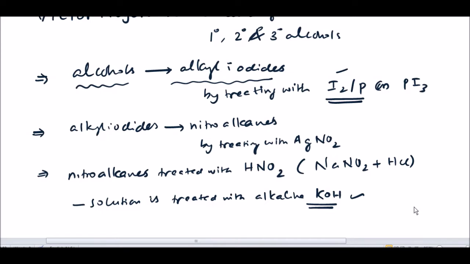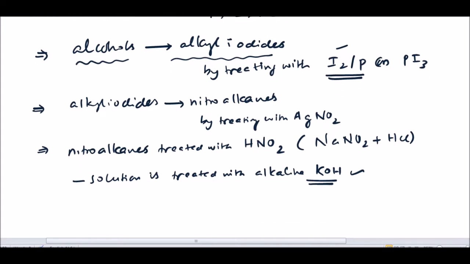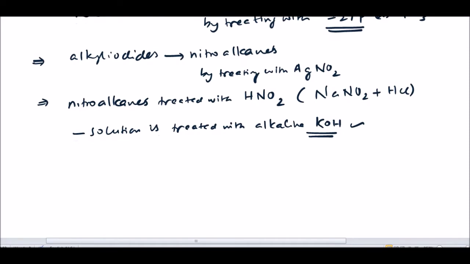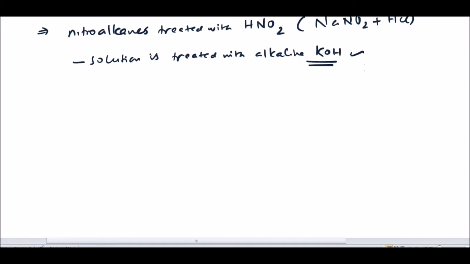So all the three alcohols, primary type, secondary, and tertiary, on treatment with the following reagents, namely iodine phosphorus, silver nitrite, and nitrous acid, and a final solution to be treated with the alkaline KOH. After performing all the steps, we can have different colors. With the help of color difference, we can distinguish between the primary, secondary, and tertiary alcohol. Yes, we are starting with the primary type alcohol.